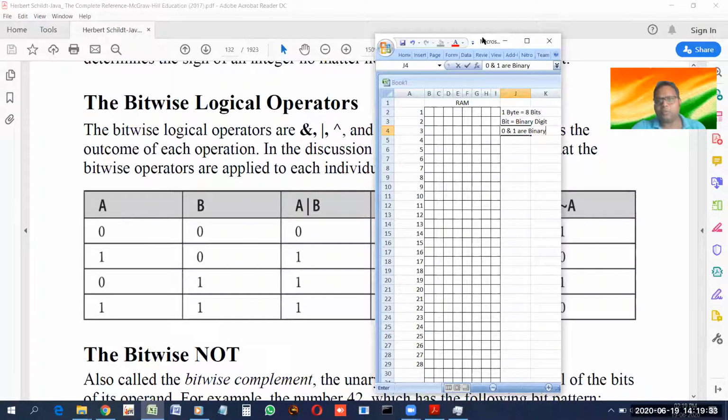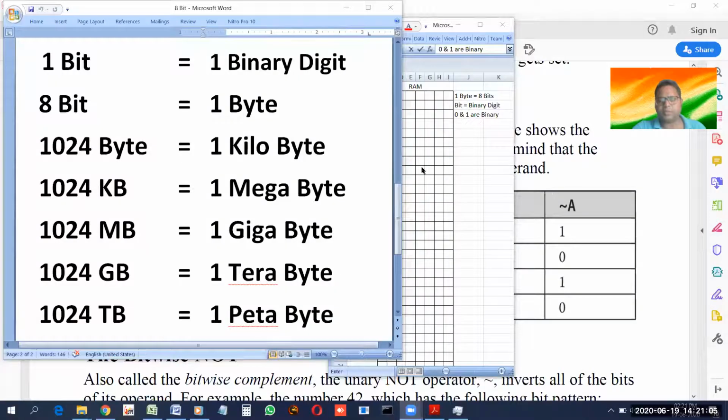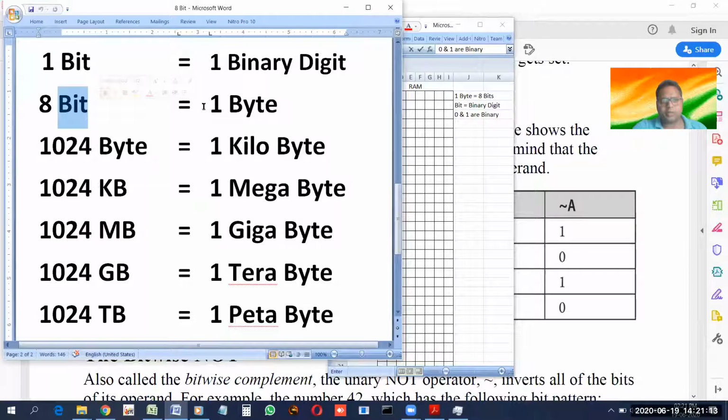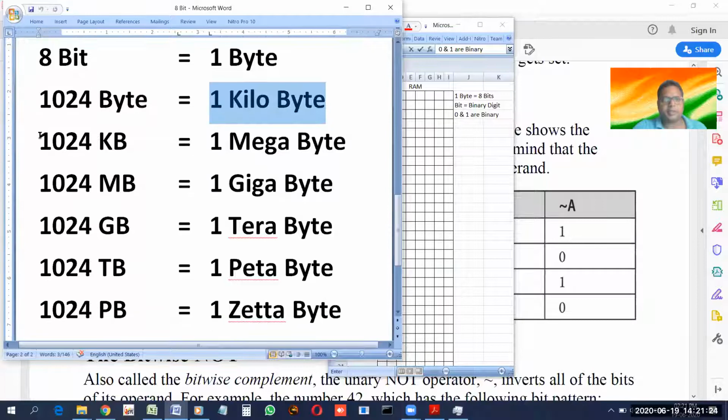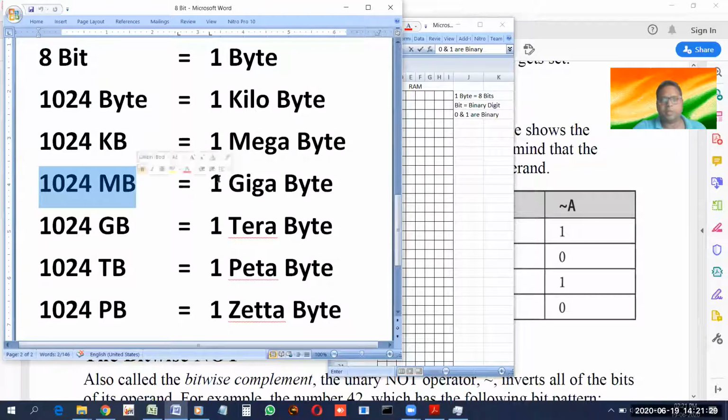I'd like to show you one more thing. So dear students, now I'm going to show you something. Look at this. 1 bit means 1 binary digit. 8 bits means 1 byte. This is again very important, although you know this, but it still needs to be revised. 1024 bytes make 1 kilobyte. 1024 KB make 1 megabyte. 1024 MB make 1 gigabyte.